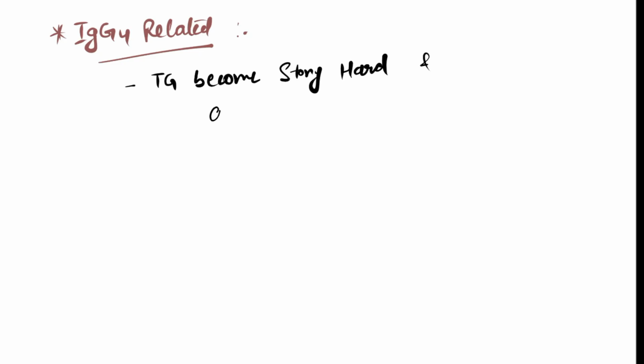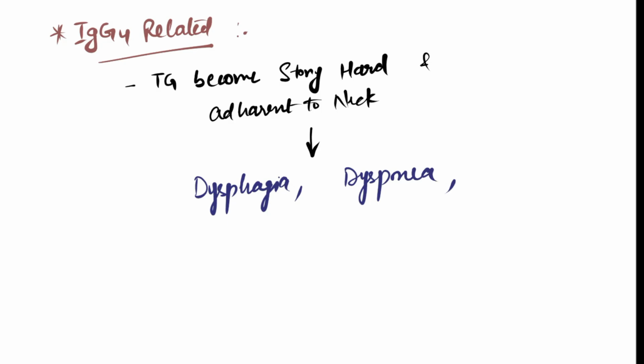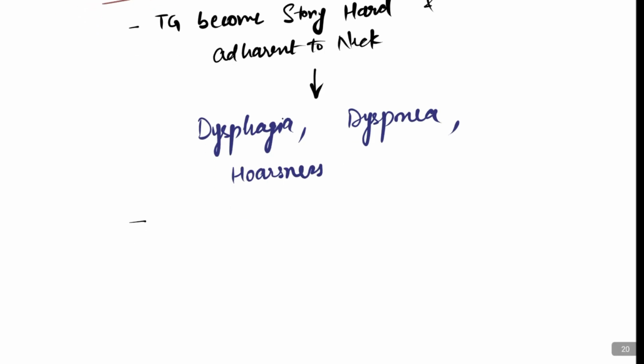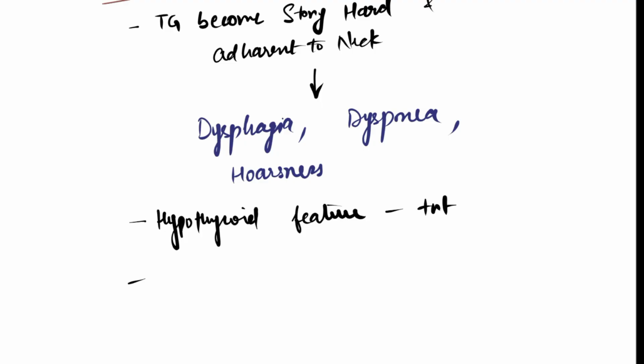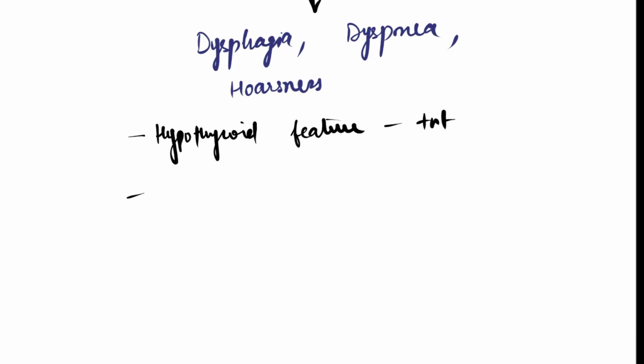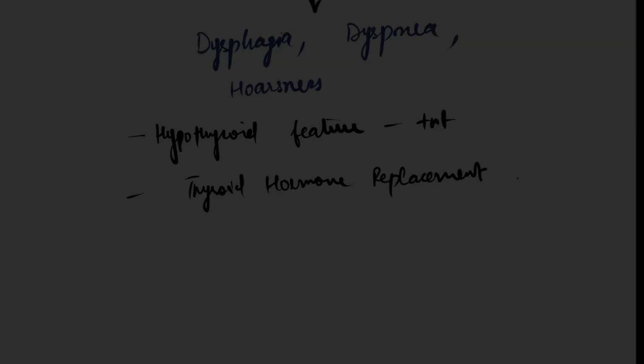In case of IgG4 thyroiditis, the thyroid gland becomes stony hard and adherent to the neck structures, causing signs of compression including dysphagia, dyspnea, and hoarseness. There is no pain. The hypothyroid feature is present. There is thyroid hormone deficiency that persists even after the treatment, also requiring long-term thyroid hormone replacement treatment.